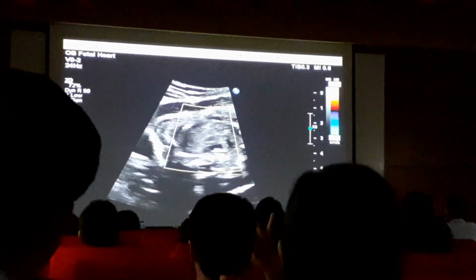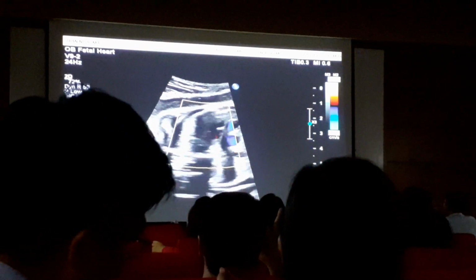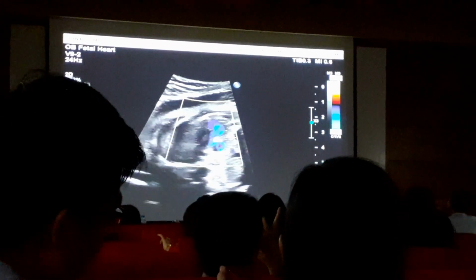And the placenta didn't have high afterload, at least by the umbilical artery Doppler.